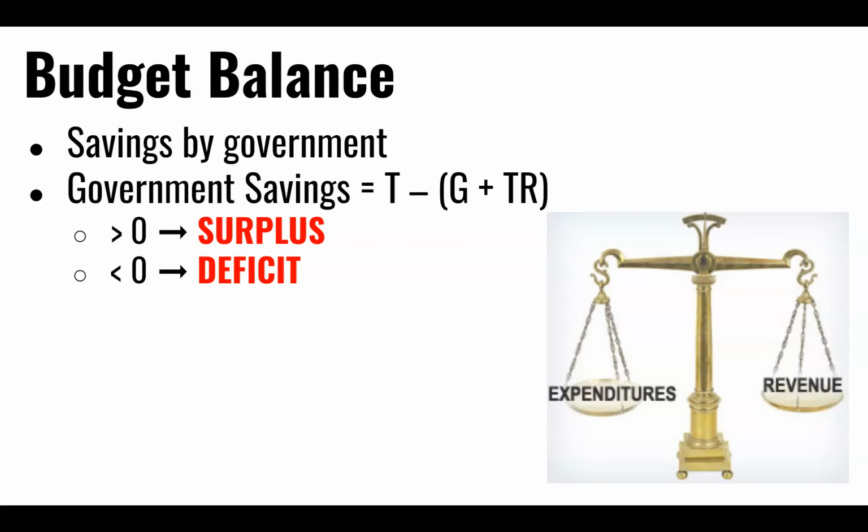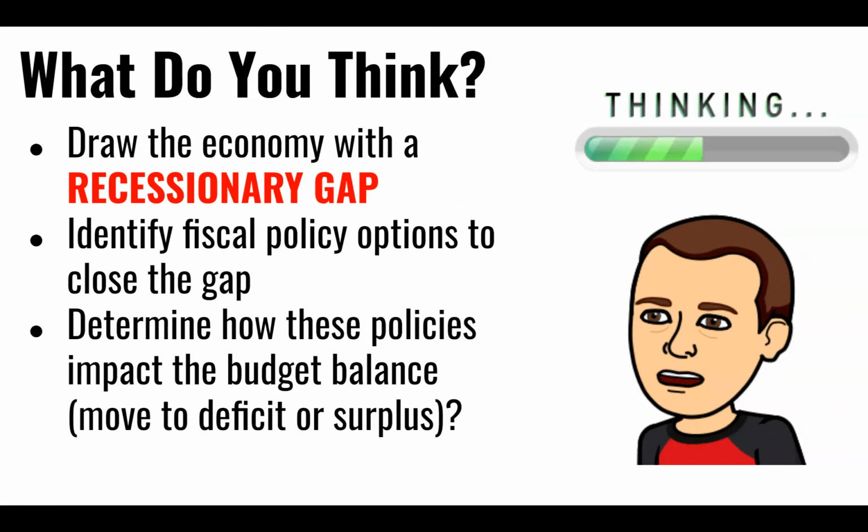Depending on what fiscal policy the government is implementing, you're going to see an impact on government savings. Let's assume that the economy is in a recessionary gap. You may want to take a moment to draw the recessionary gap on a sheet of paper and try and think through what are some of the fiscal policy options that the government could pursue to close that gap. And then think for a little bit about what those policies might do to the overall budget balance. Would it move us towards deficit or surplus? So take a minute to sort of work through that scenario, hit pause, and when you're ready, press play, and we'll see how you did.